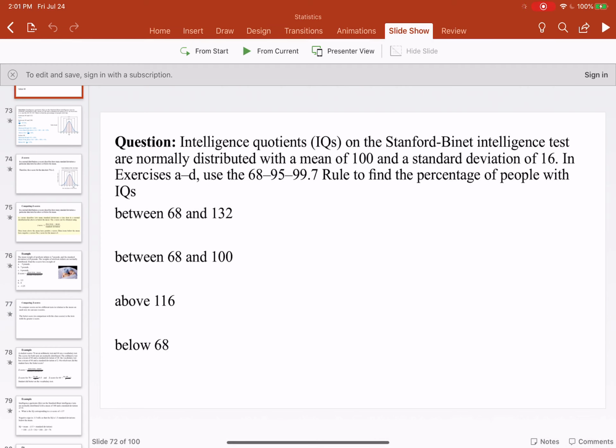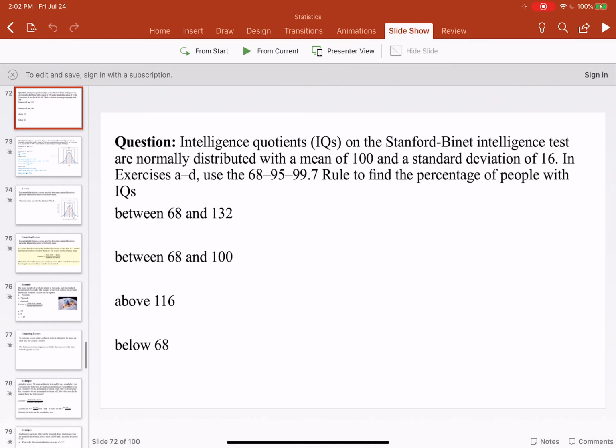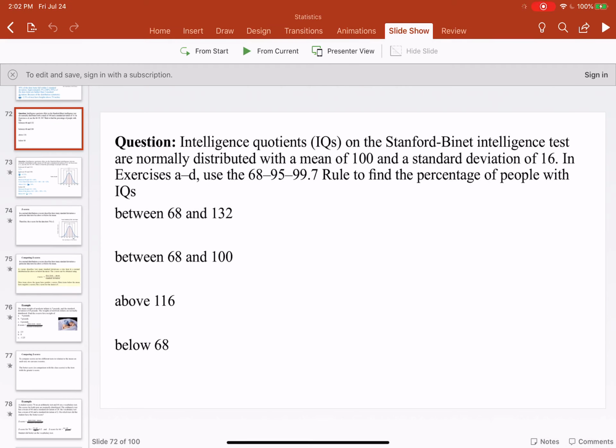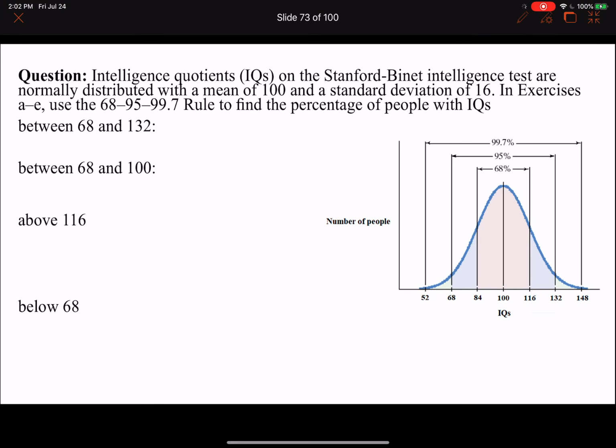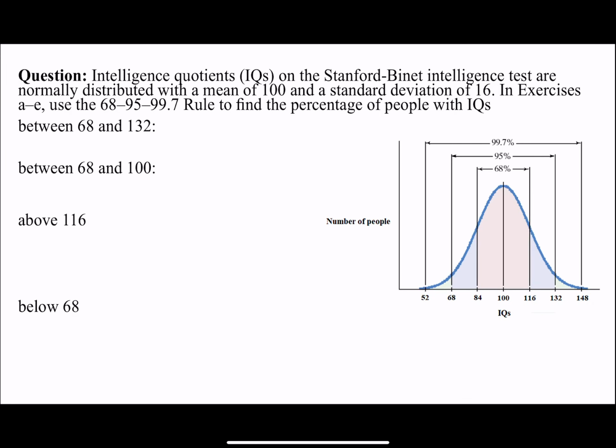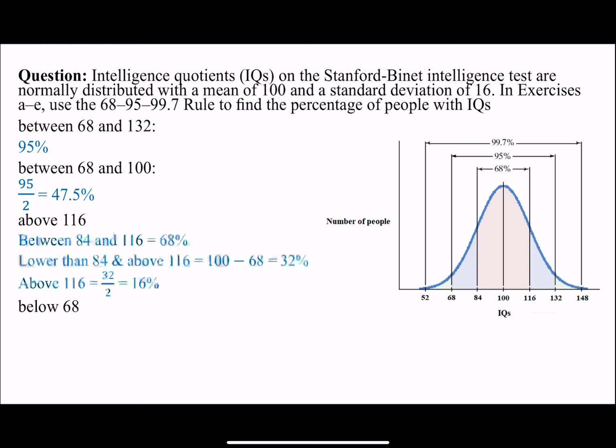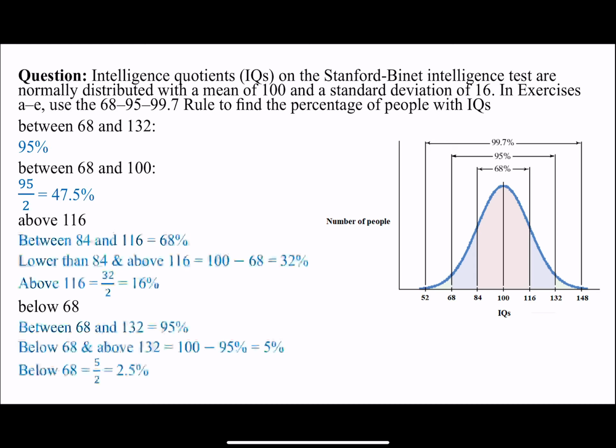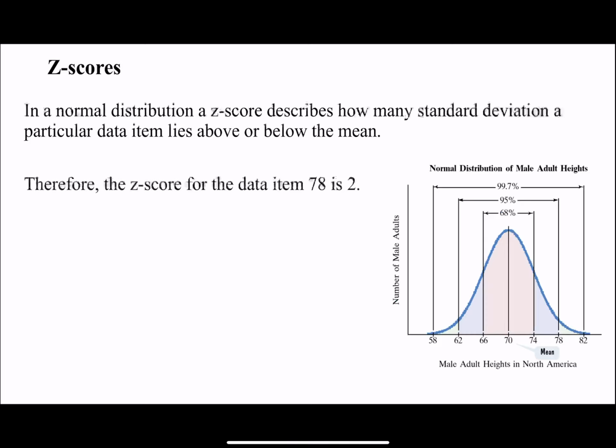Okay, so sorry, here we go. So here are the answers if you want to compare. 95%, 47.5%, 16%, and 2.5%. Okay, so I'm going to stop here, and then we're going to talk about the z-scores.